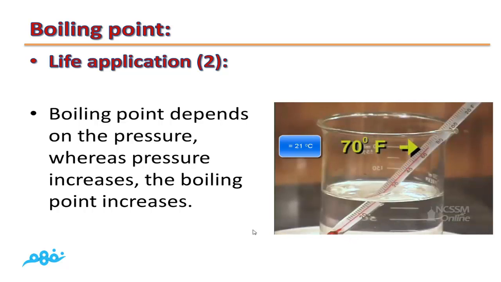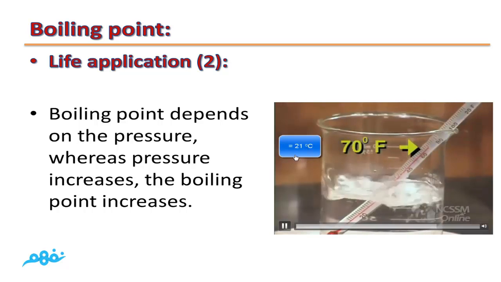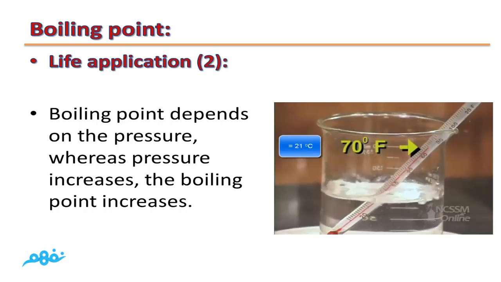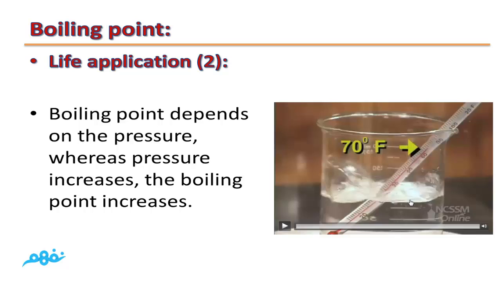In the beginning of this video, we have a compressor. By changing the pressure, although the temperature of water is still at room temperature, which is 21 degrees Celsius, it starts to boil. So we can increase or decrease the boiling point of a substance by changing its pressure, because boiling point depends on pressure.